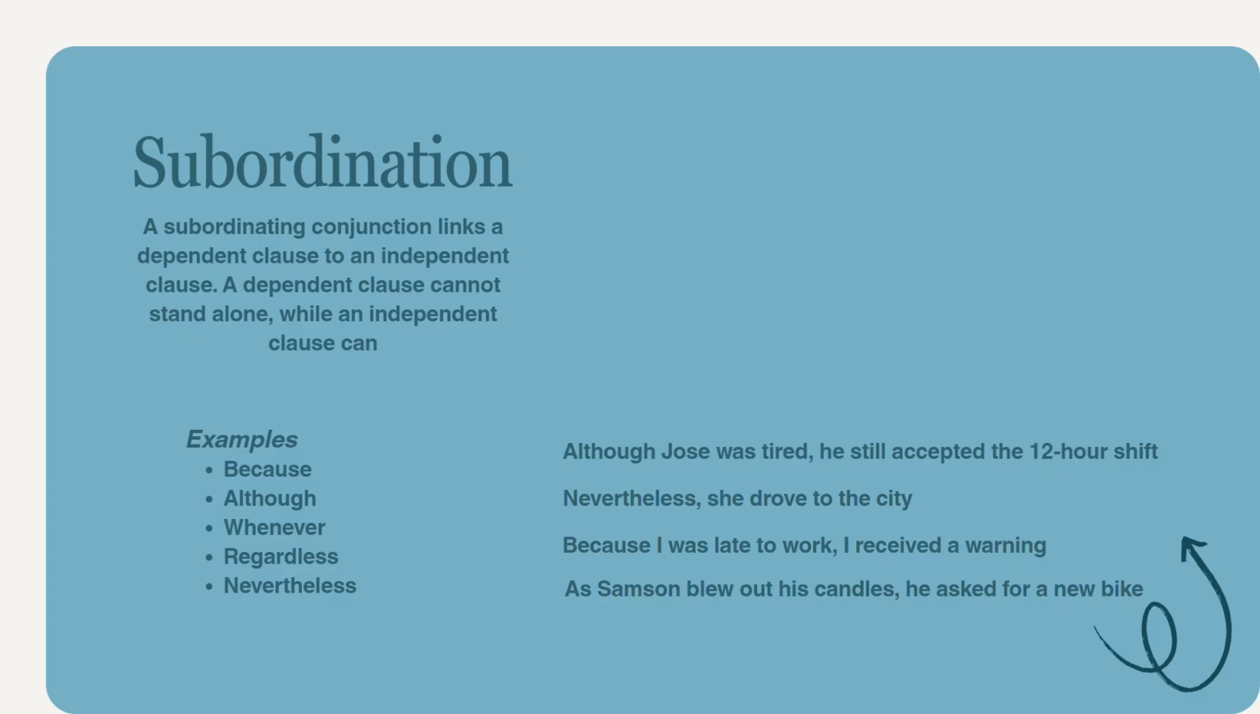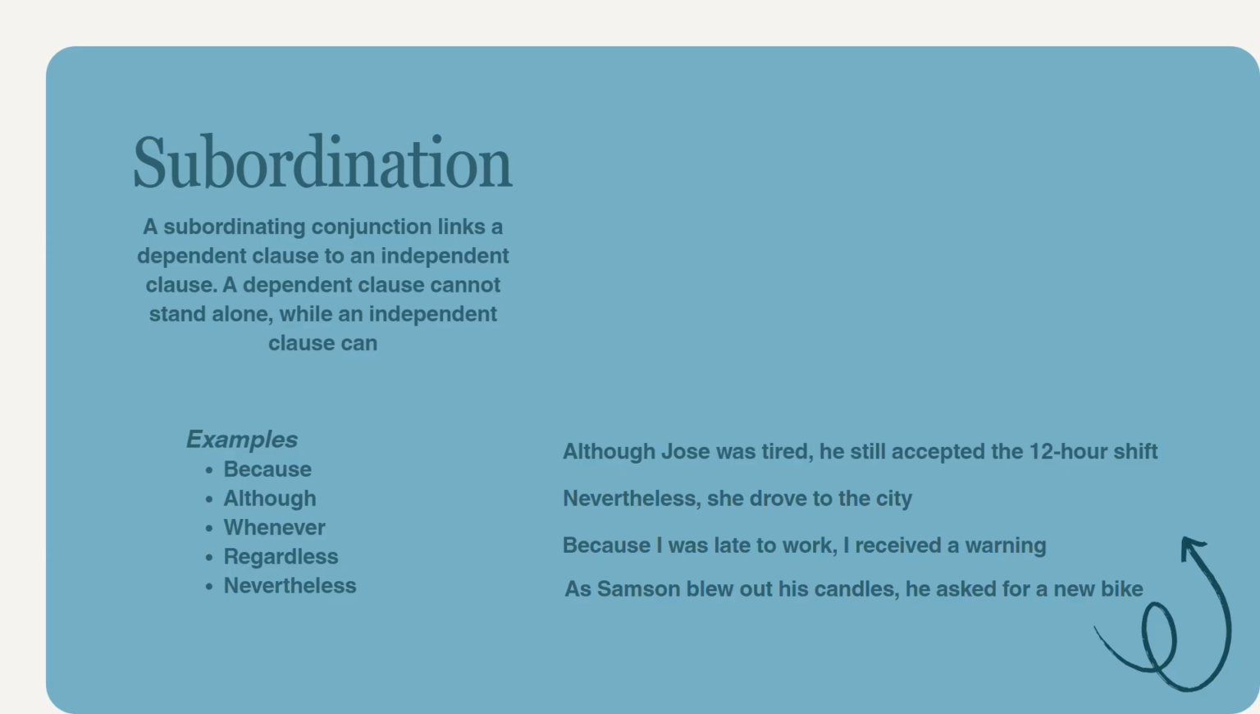The big thing here is you can see that "although Jose was tired" is the dependent clause. Without the second part, it doesn't really make sense. Adding the second part, "he still accepted the 12-hour shift," shows a contrast: Jose was tired, but he still accepted the 12-hour shift.